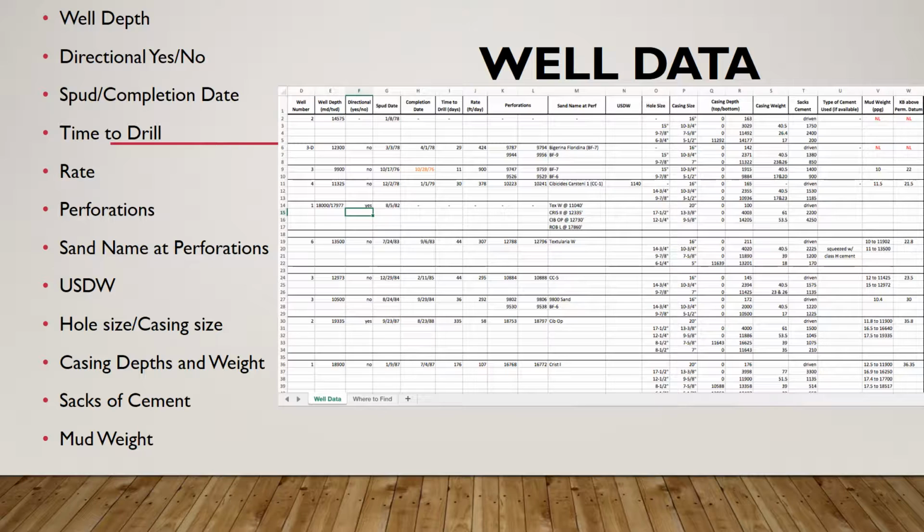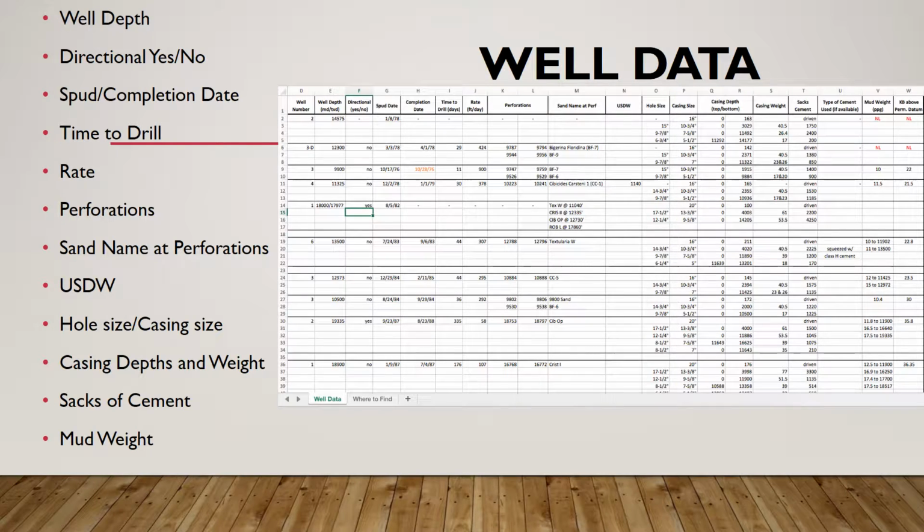The spud and completion date. The spud date is when the well drilling process started, so we gathered the spud date and the completion dates of the wells to get an estimate of how long it will take to drill our well, which also gives an idea of rig cost. Time to drill. The time to drill is the amount of time from the spud date to the completion date. The rate. To get an estimated drilling rate in the area so we know how fast to drill our well, we calculated the drilling rate in feet per day by dividing the depth by the time to drill.